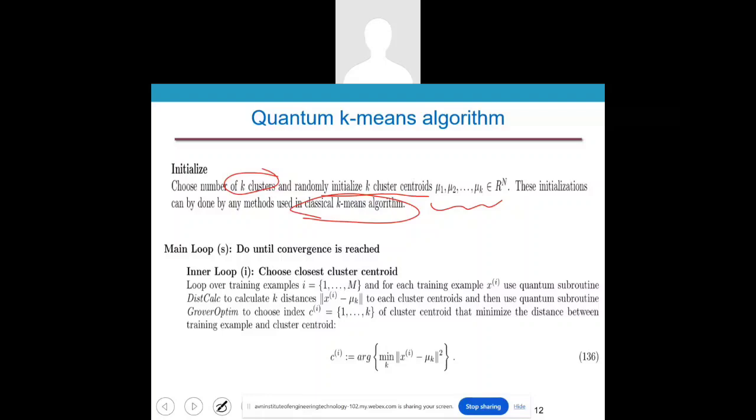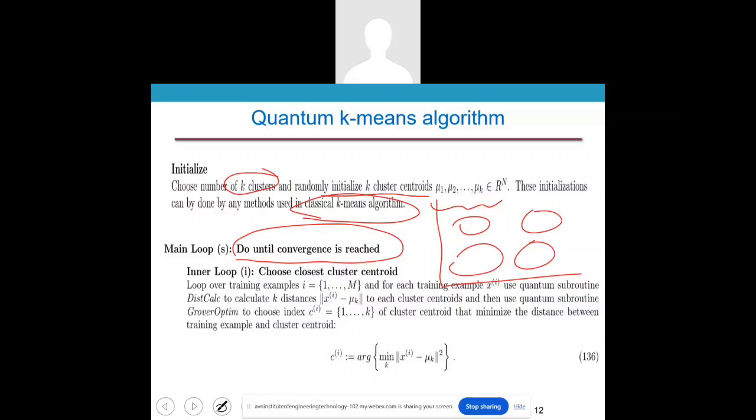Or you can use the subroutines that are part of quantum k-means. Then you do this until convergence is reached. What is convergence here? This is the main loop: convergence is reached. How does k-means clustering work? If the data is like this, initially we form a few clusters based on the centers.